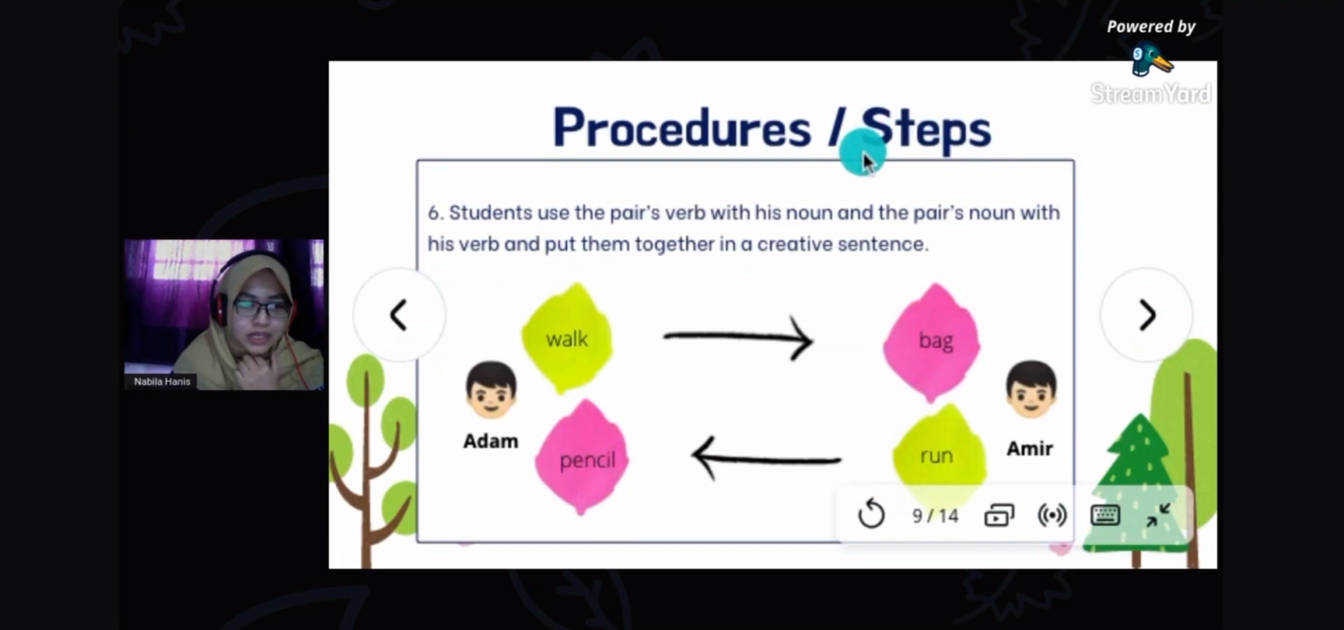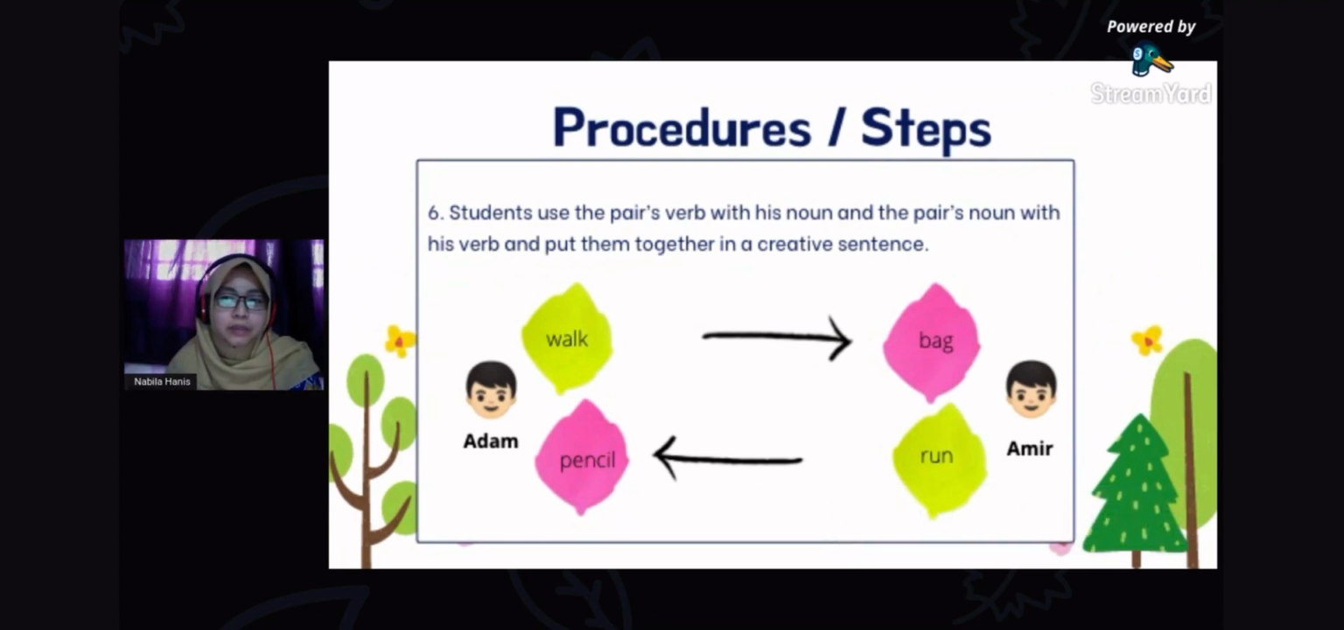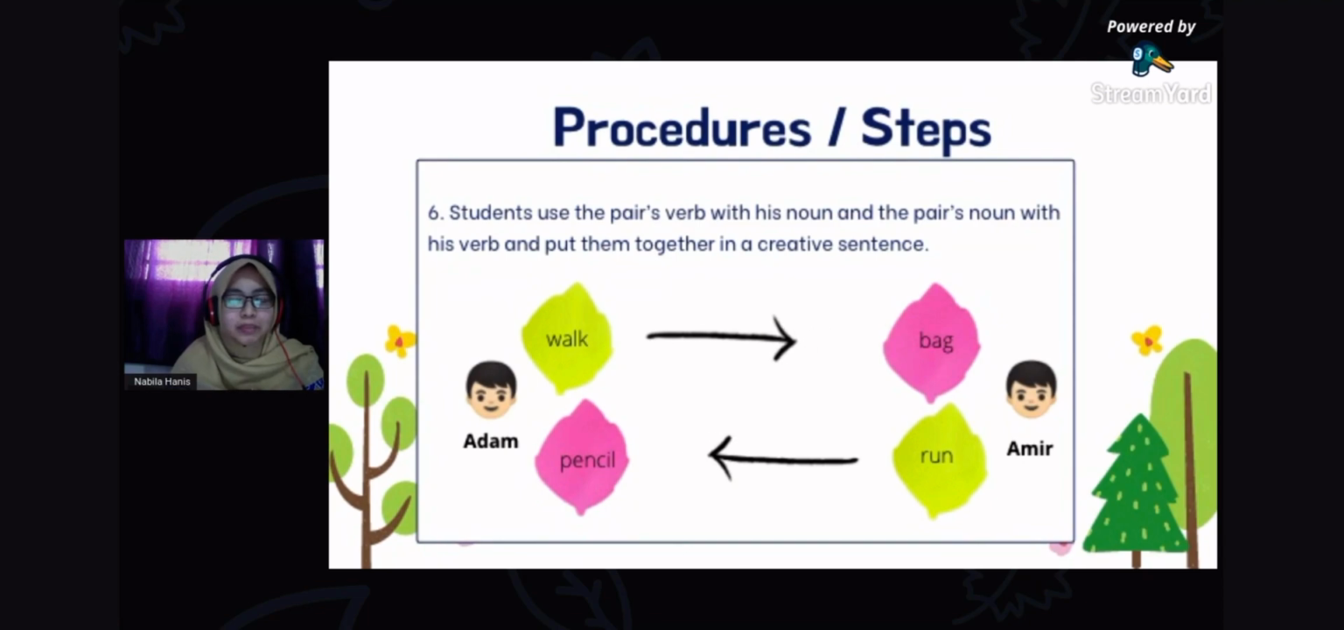Okay, so the sixth step requires students to match their pair's verb with their noun and the other way around. Okay, so this is the preparation before continuing to the next step. So each pair must look at each other's nouns and verbs and try to find the best ones to match to one another. So in case no appropriate match is possible, students may refer to their teacher.